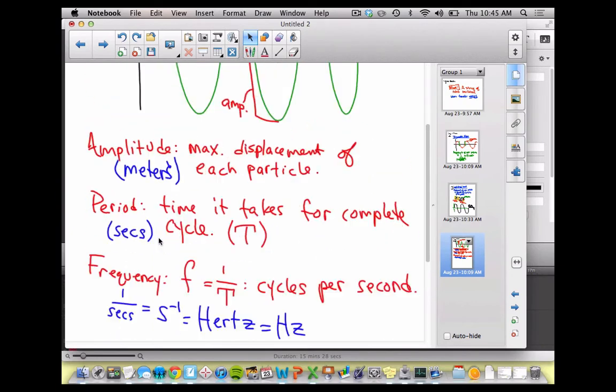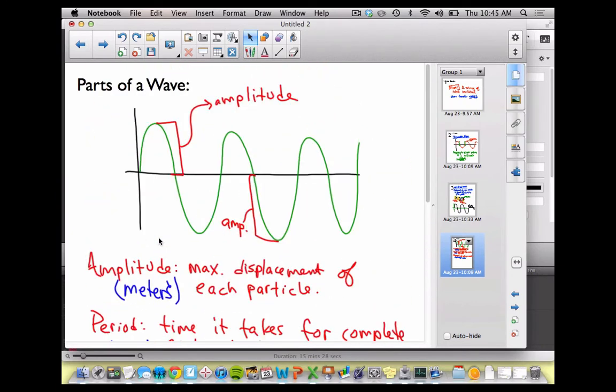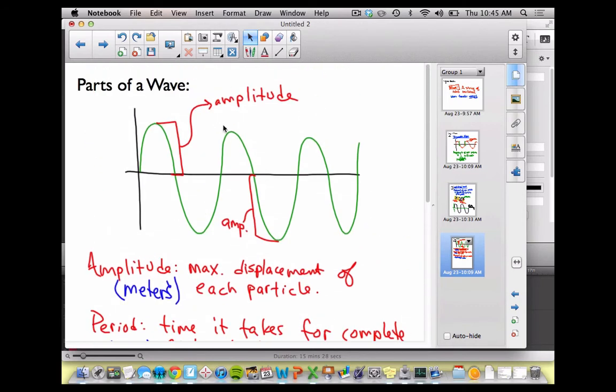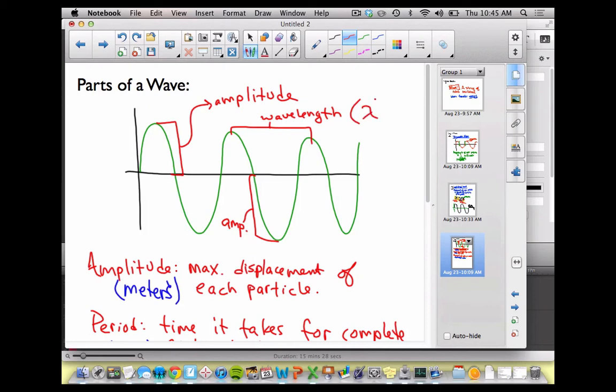Another important measurement of the wave is called the wavelength. The wavelength is the length of one complete cycle, or the distance from crest to crest or trough to trough. So it's the length of the wave's cycle. So we could draw it here. This is the wavelength. And the symbol for wavelength is the Greek letter lambda.